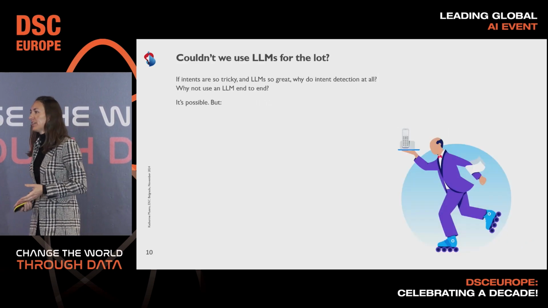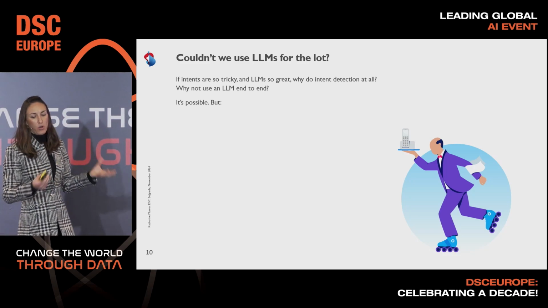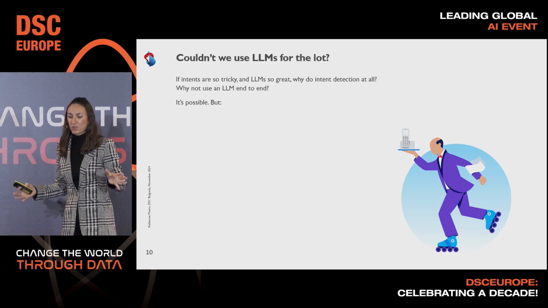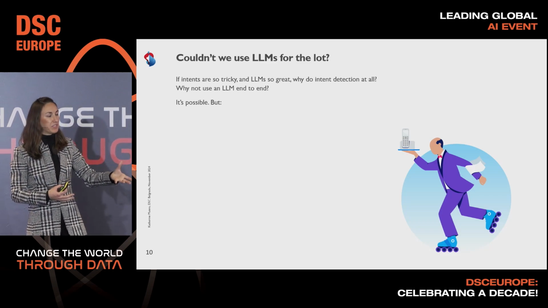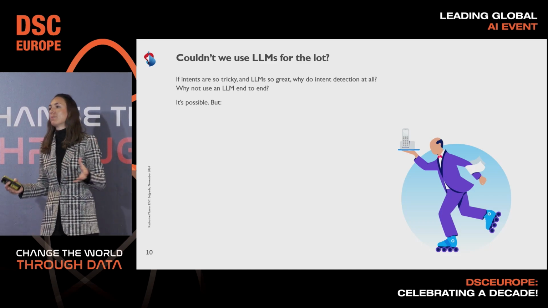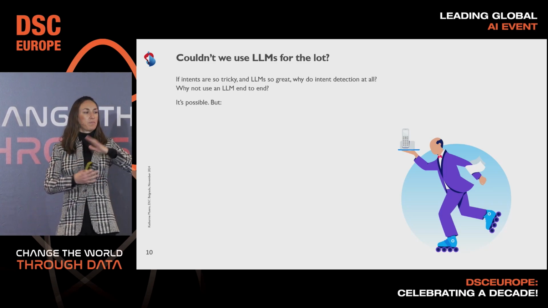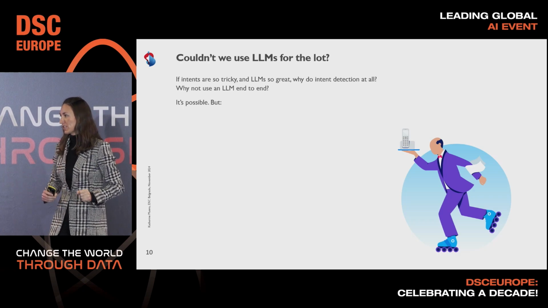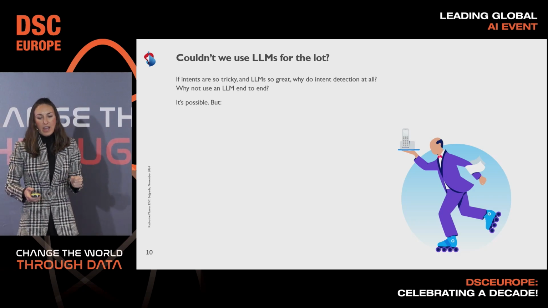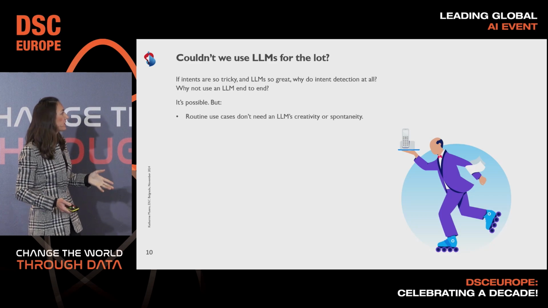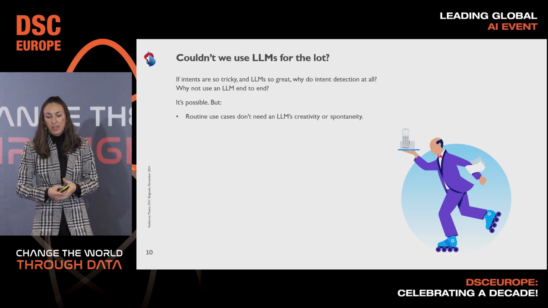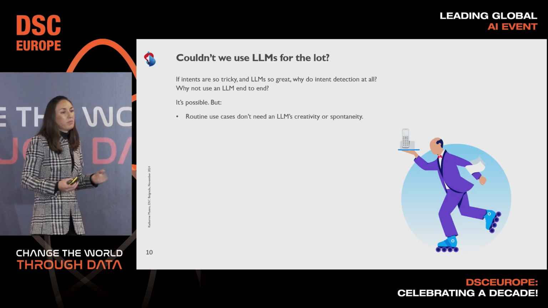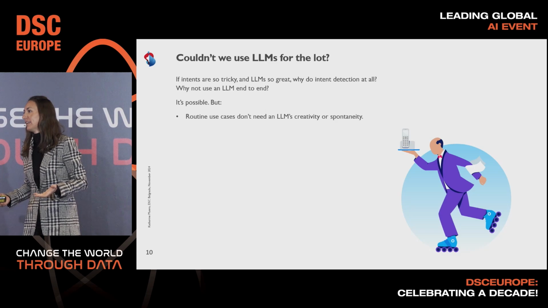Now, some of you might be thinking, can't we just use LLMs for this whole process? Why not just use an LLM end-to-end? So instead of trying to detect the customer's intent and then do a routing, why don't we just have a giant prompt that says, these are the sorts of tasks that each team can do, and here's the customer utterance. You figure it out. It might work, but there are a few warnings here. For a start, these are often very, very routine use cases. They don't need the creativity and spontaneity of an LLM.